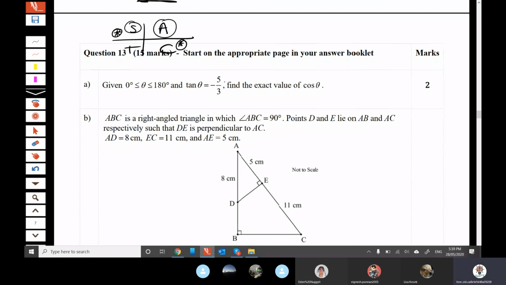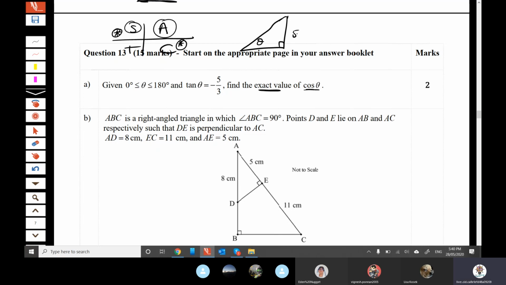But we'll continue. Tan theta is -5/3. Finding the exact value of cos theta. Anyone remember if you've got one trig ratio, how to find the other? You draw the triangle. Oh yes, love it, Sandra. Keep it up like that.